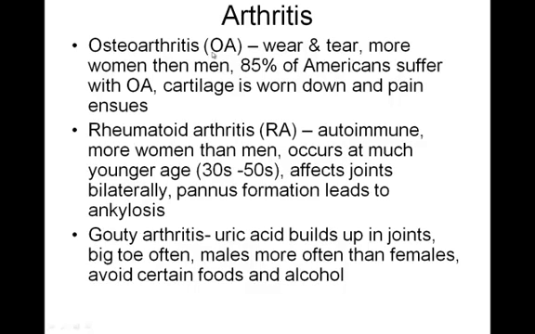Osteoarthritis is over time. You get wear and tear on your joints, and a lot of us will suffer from osteoarthritis or OA, more women than men, but it's usually what we call old age arthritis. Our cartilage gets worn down over time, and at the bone ends sometimes we can get bone spurs. The bone will start growing, and we just get a lot of pain in our joints.